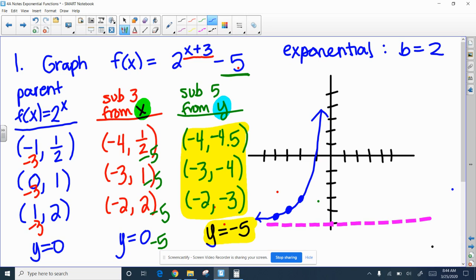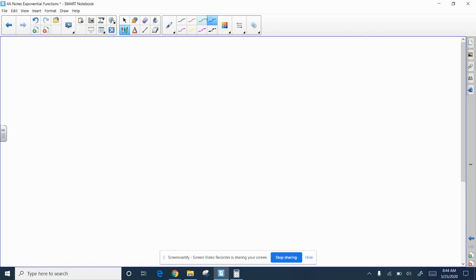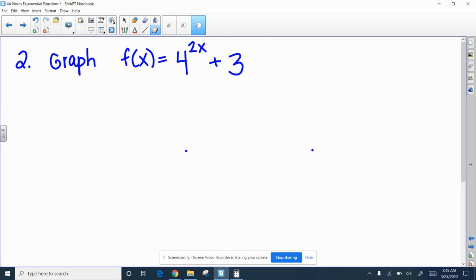All right, so now let's move on to problem 2. Okay, so number 2, we're going to graph f of x equals 4 to the 2x power plus 3. All right, everyone, go ahead and pause the video here and try this practice problem.